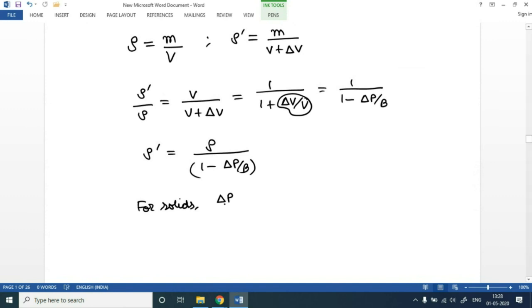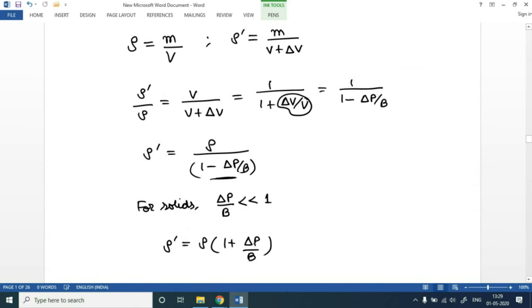Okay, so that is why we can say this delta P by B would be a very small quantity in comparison to 1 over here. So over this denominator we can use binomial approximation, and only for solids, rho dash I will be able to write as, using binomial approximation, rho into (1 plus delta P by B).